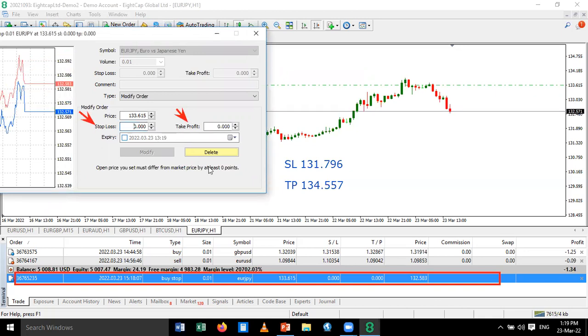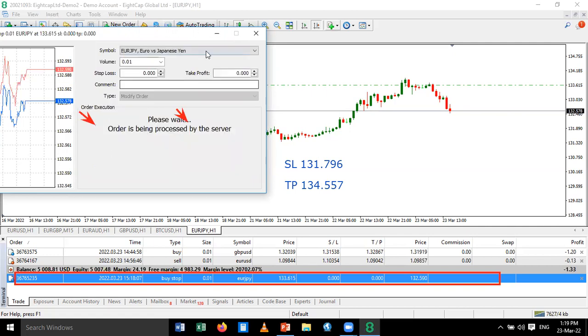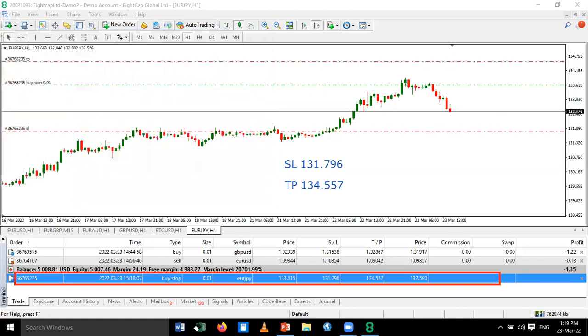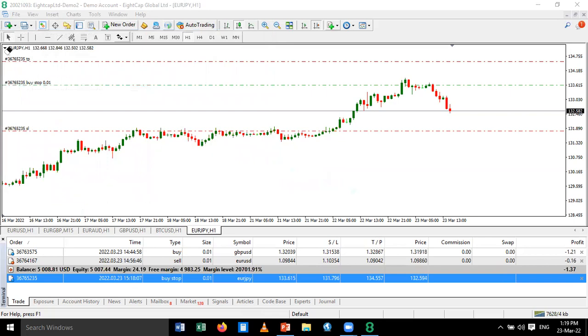I put in the values for stop loss and the values for take profit. Take profit, I have 131.796. Stop loss, I have 134.557. Then I click on modify. Click modify, the pending order and stop loss have been added. Then I can now adjust it.